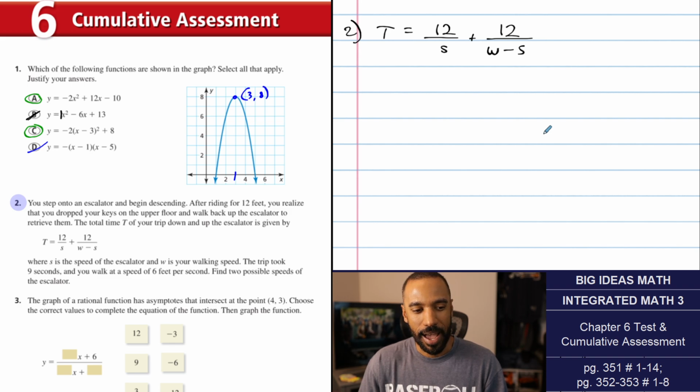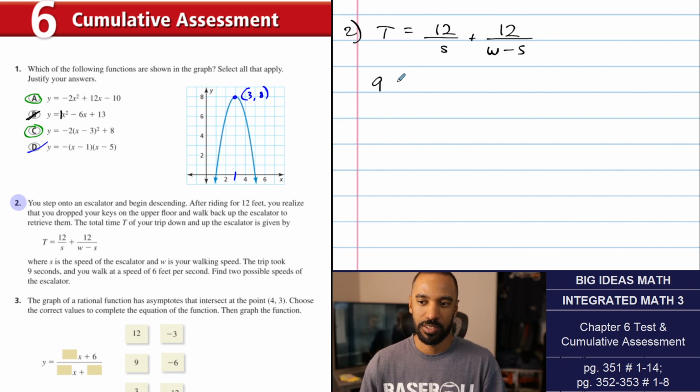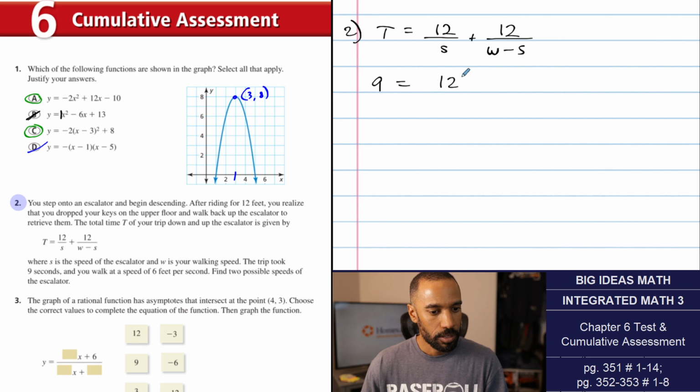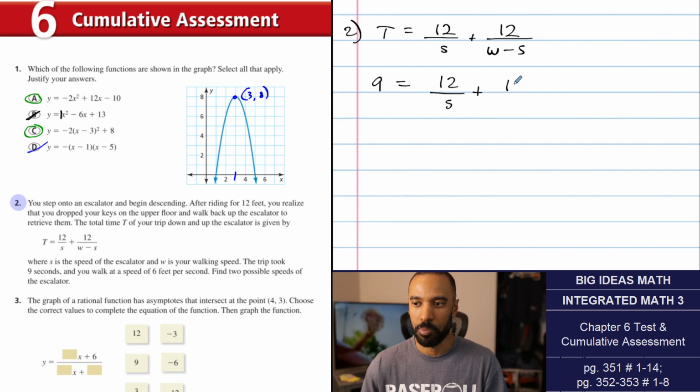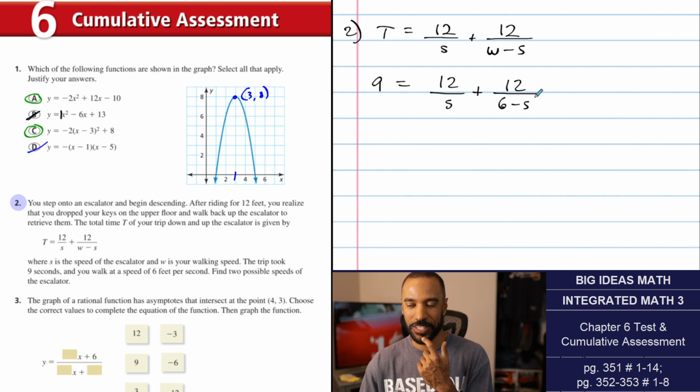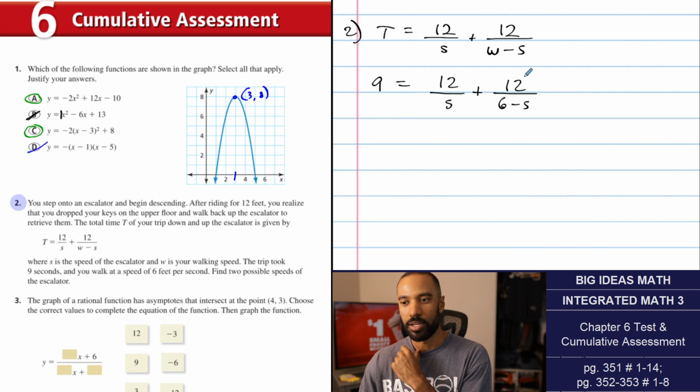The trip took 9 seconds and you walk at a speed of 6 feet per second. Find 2 possible speeds of the escalator. So we're going to solve for S. I'm guessing ultimately this becomes a quadratic. So this is our setup. These are S's, not 5s. So we're going to solve for S here.